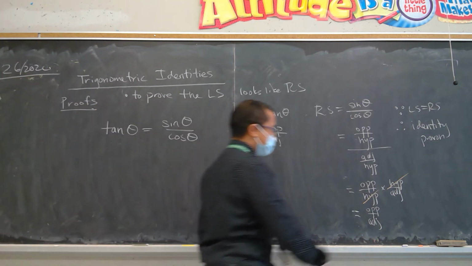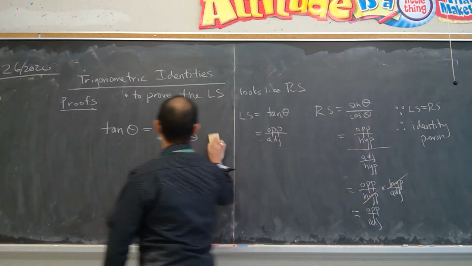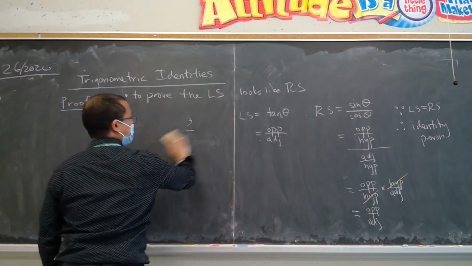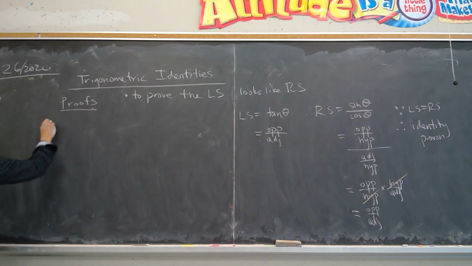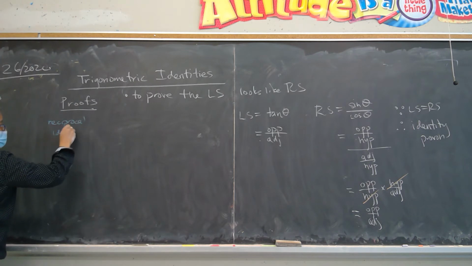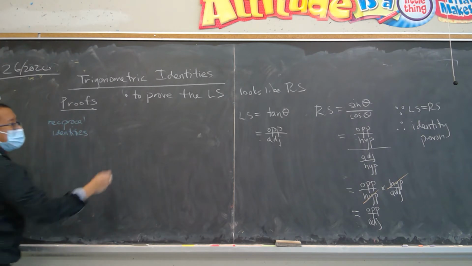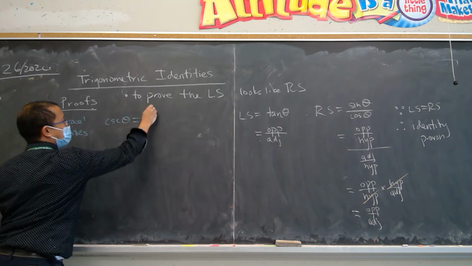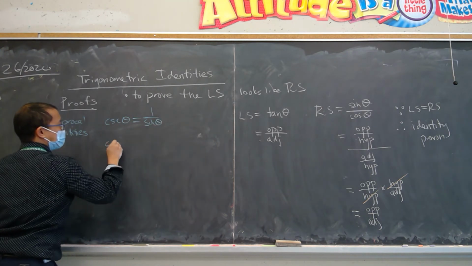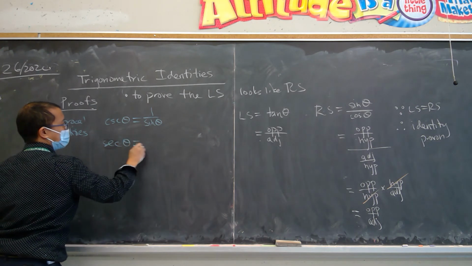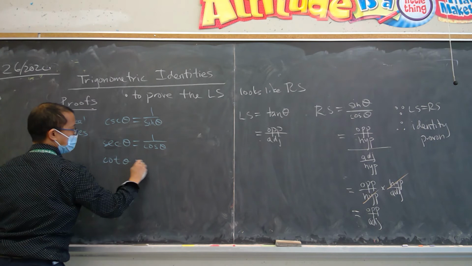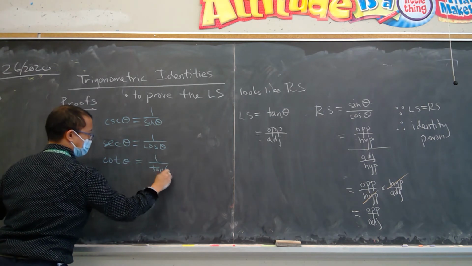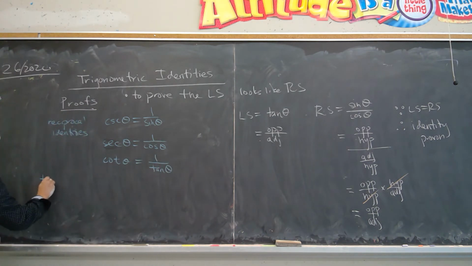So there's other identities that you need to worry about, and we're almost getting done for today. And I'll rewrite this again. I'll leave this on the chalkboard. First of all, there's the reciprocal identities. And they're as follows. Cosecant theta is equal to 1 over sine theta. Secant theta is equal to 1 over cos theta. Cotangent theta is equal to 1 over tan theta.